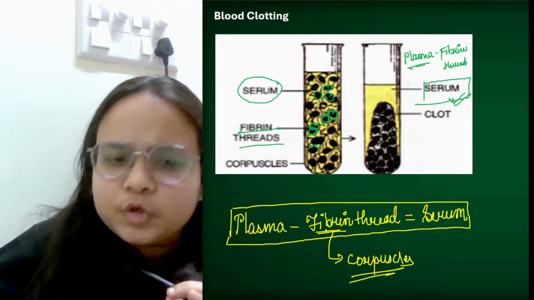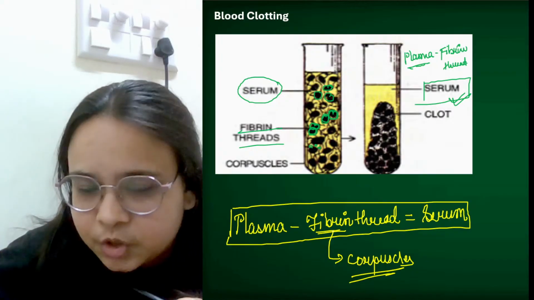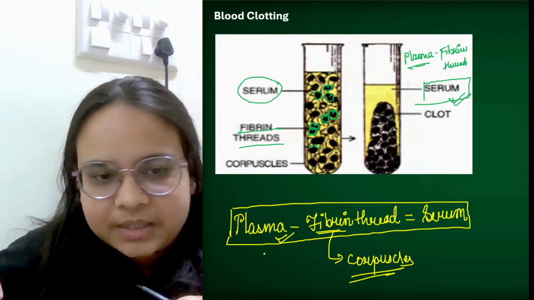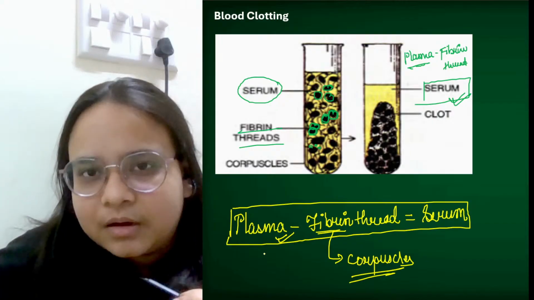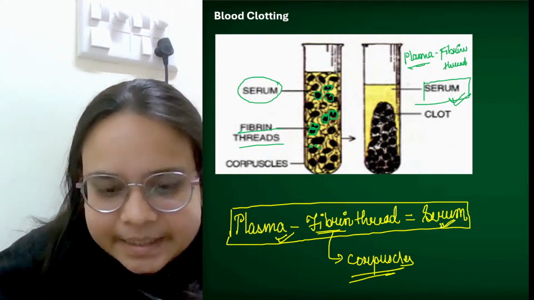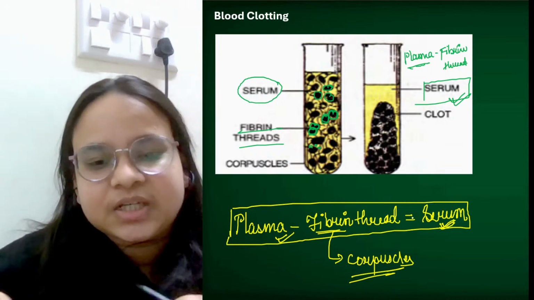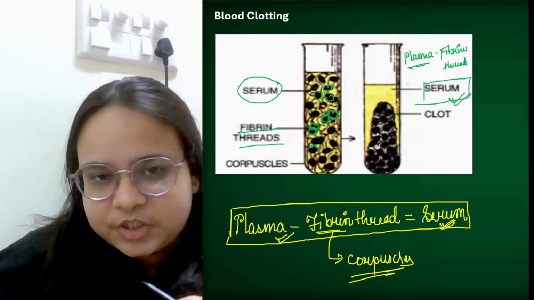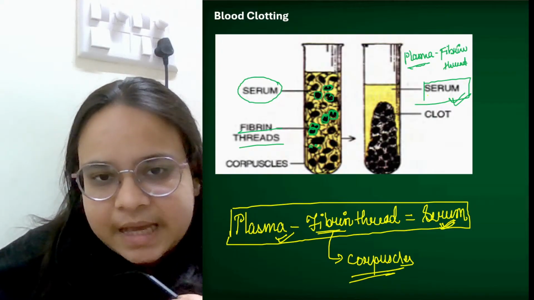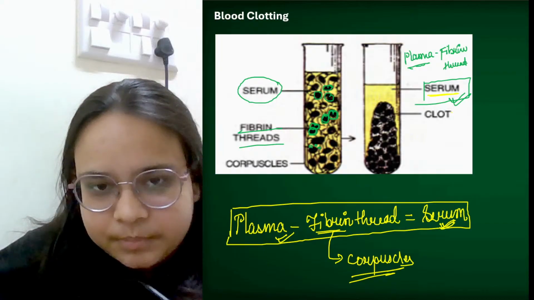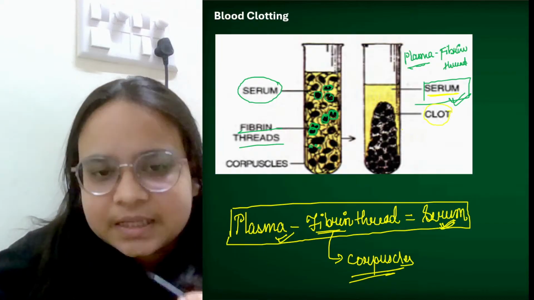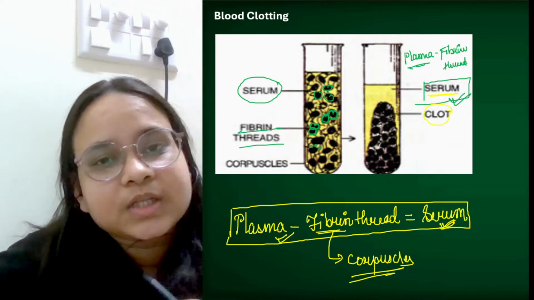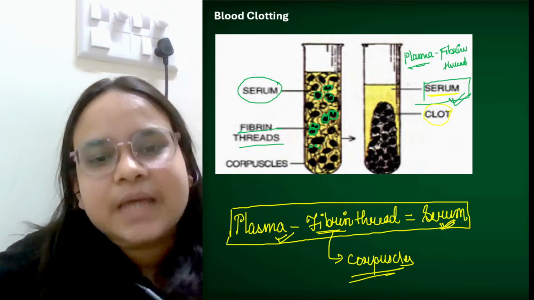Fine. Now, if you remove this fibrin or the fibrinogen from the plasma of the blood, then the left-over fluid part is called serum. If you see carefully in this picture, this yellow fluid is actually the serum, and this is the clotted part. This is nothing but the fibrin threads, and it has trapped the corpuscles. What are the corpuscles? RBCs, WBCs, and the platelets.